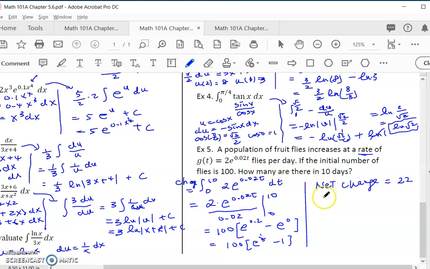In the beginning, there were 10. No, the initial is 100. Where does 100 come from? So how many are there now? So the new number of flies would be 22 plus 100, or 100 plus 22, is 122.